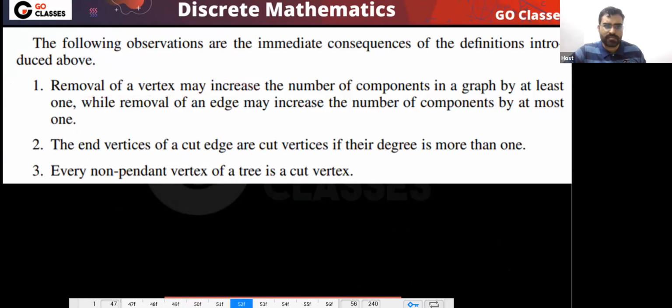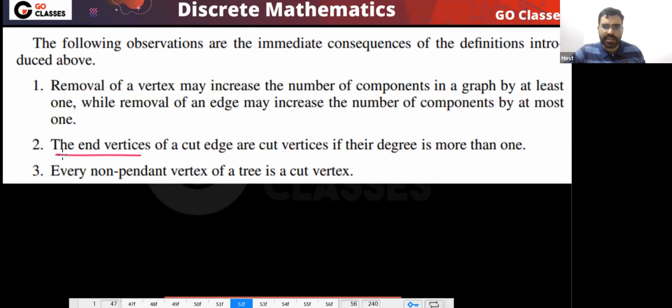Removal of any vertex may increase the number of components by at least 1. But it can decrease also. If you remove an isolated vertex, then it can decrease also. But if you remove one edge, then how much increase can happen? At most 1 increase can happen. But if you remove one vertex, how much increase can happen? The increase can be at least 1.